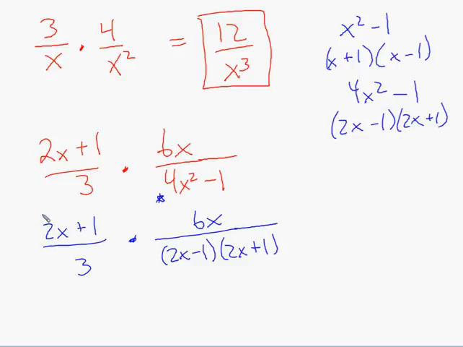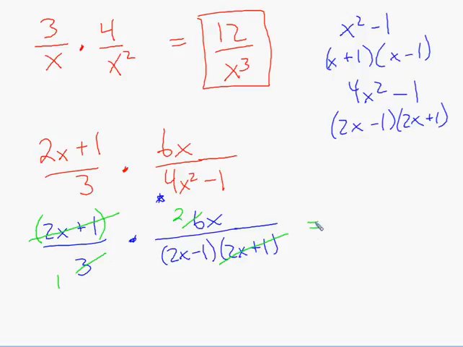Alright, so now that I've factored, I can cross cancel. And I find it helpful to add parentheses if they're not there, so that I remember that this is an entire group. I can't just cancel one little piece of a group. I couldn't just cancel the 2x. I have to cancel all or none. And I can cancel 2x plus 1 with 2x plus 1. There's one more thing I can cancel: the 3 and the 6x. The 6 becomes a 2, and the 3 becomes a 1.